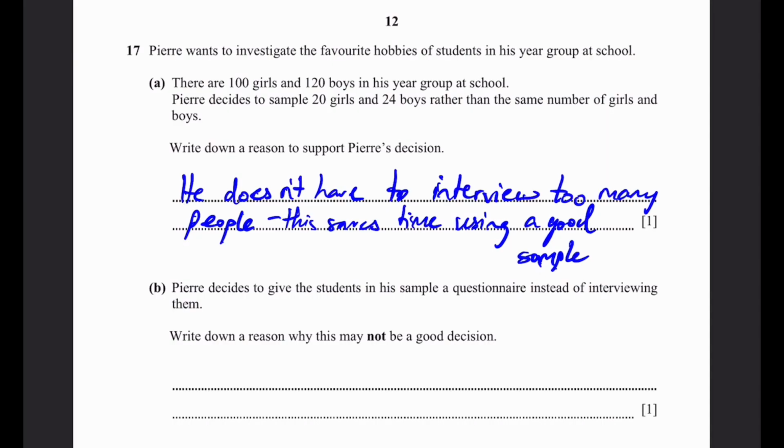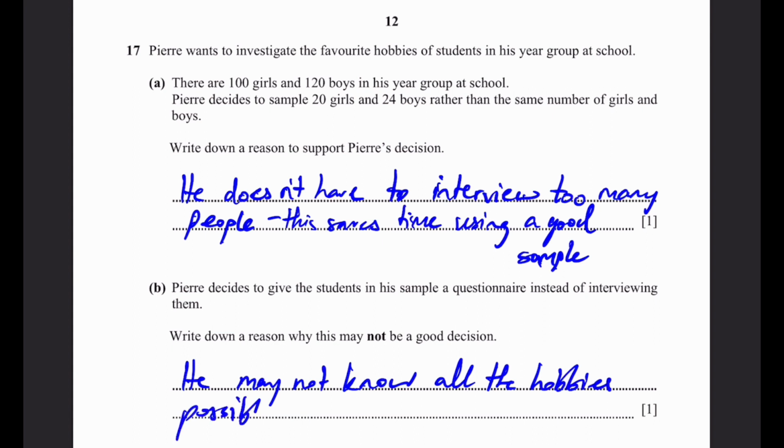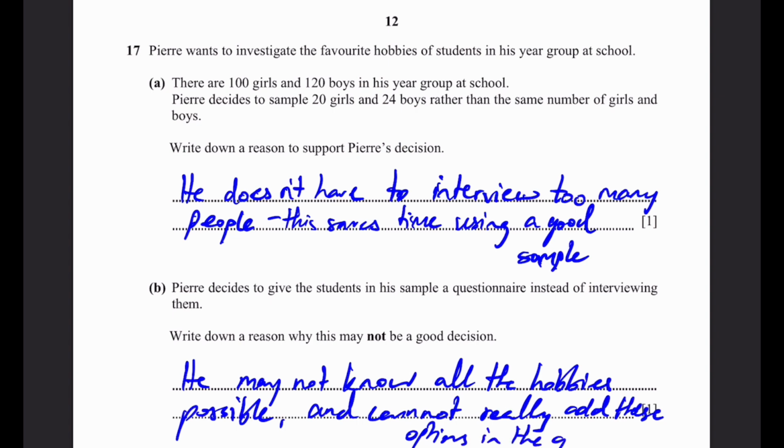B. Pierre decides to give the students in his sample a questionnaire instead of interviewing them. Write down a reason why this may not be a good decision. So he may not know all the hobbies possible, and cannot really add these options in the questionnaire.